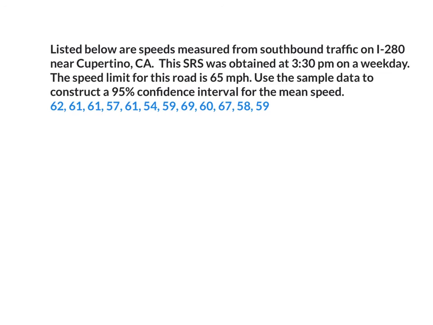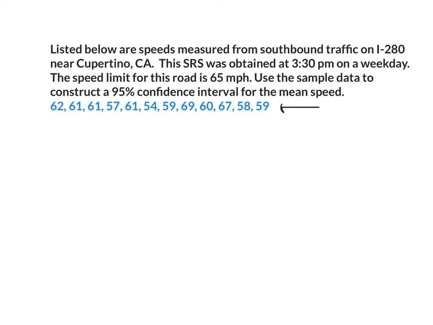Okay, one example, and we'll close out this video. I want you to see one all the way worked out. It says, listed below are speeds measured from southbound traffic on I-280 near that town in California, which shows up on my cell phone all the time. The SRS was obtained at 3:30 p.m. on a weekday. The speed limit for this road is 65 miles per hour. Use the sample data to construct a 95% confidence interval for the mean speed of the total population that travels the road. So what I did first is I punched all these in my calculator in L1, just like we always have.